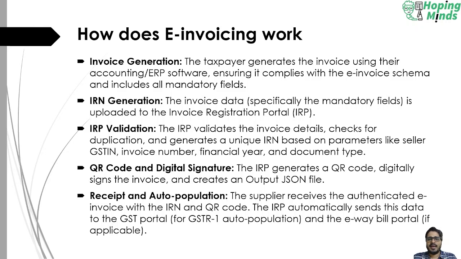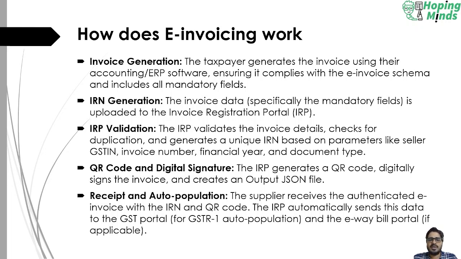So next is the IRN generation. The invoice data, specifically the mandatory fields, is uploaded to the invoice registration portal. Then the portal validates the invoice. So the IRP validation is the next step. The IRP validates the invoice details, checks for duplication and generates a unique IRN based on parameters like seller's GSTIN, invoice number, financial year and document type. So any error or duplication in these data will lead to validation failure of invoices.